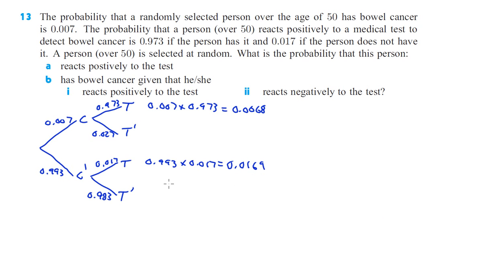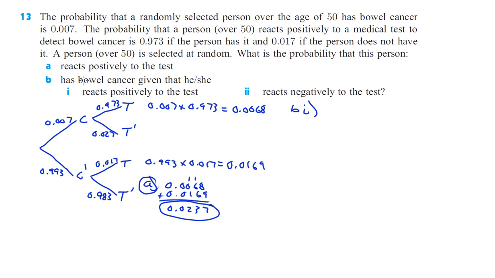Okay, so if we add those two together, we've got 0.0068 plus 0.0169. That's 0.0237 is what we're coming up with, and that is what we're hoping for. That's the right answer. Okay. So this was all for part A. So we'll call that A there. And then let's do B I.